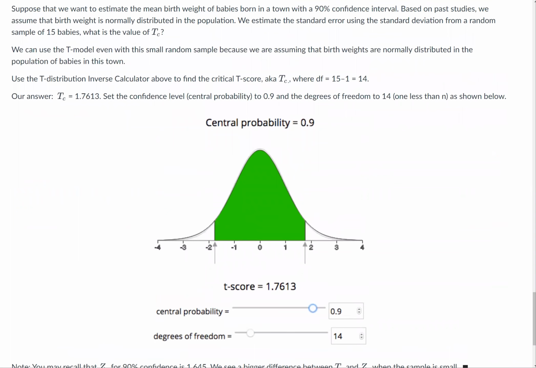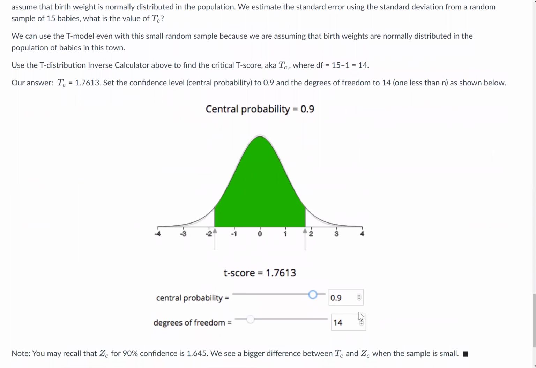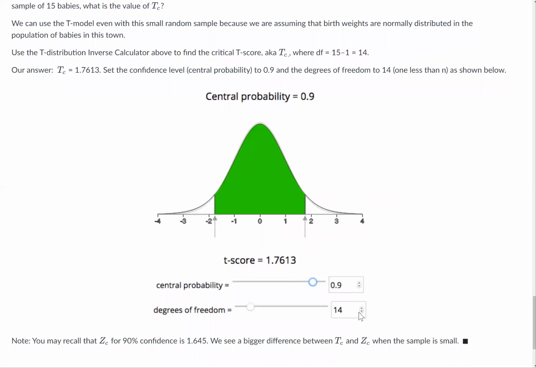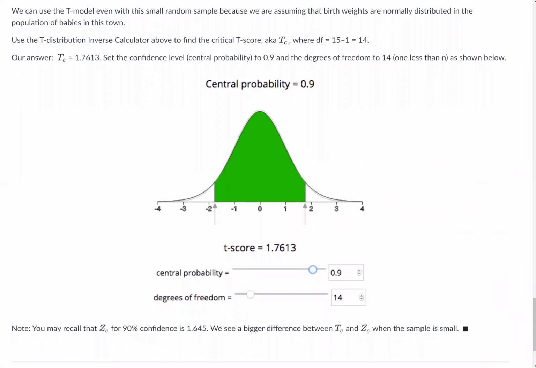Okay, so suppose that we want to estimate the mean birth weight of babies born in a town with a 90% confidence. So right away, I can just change this to a 90% confidence. It already is there, but if it wasn't, I'd put the central probability as 0.9, 90% in decimal form. Based on past studies, we assume that birth weight is normally distributed in the population. We estimate the standard error using the standard deviation of a random sample of 15 babies. So n is 15. What is the value of t sub c?